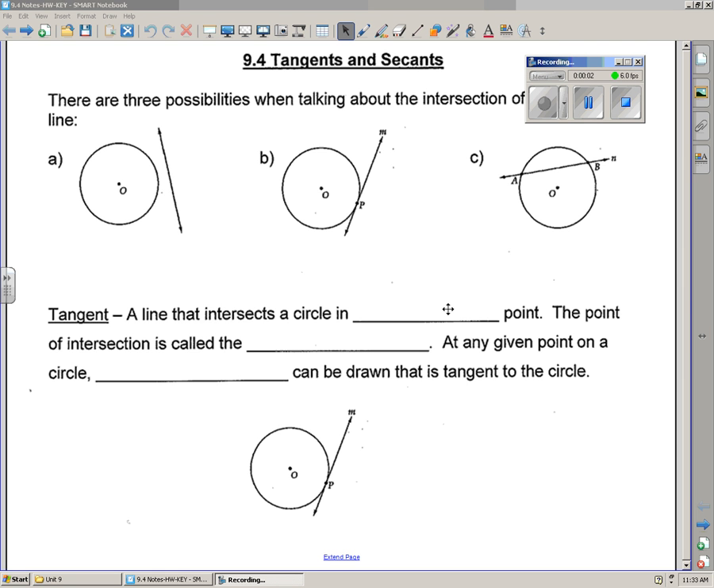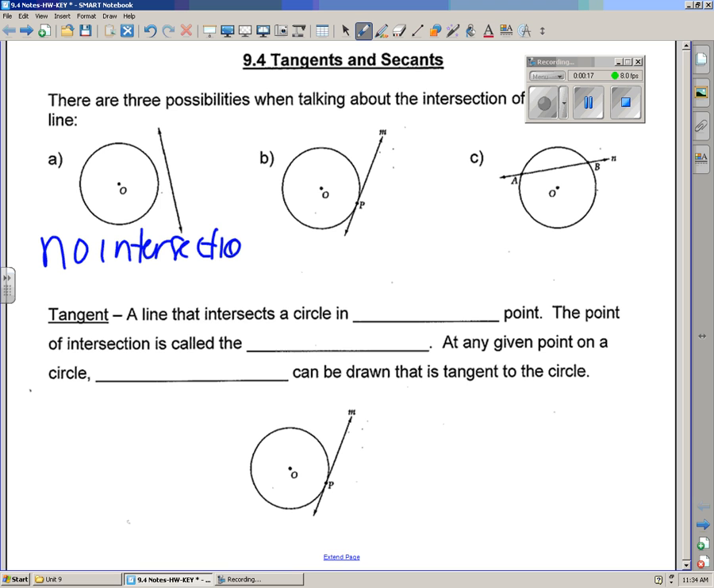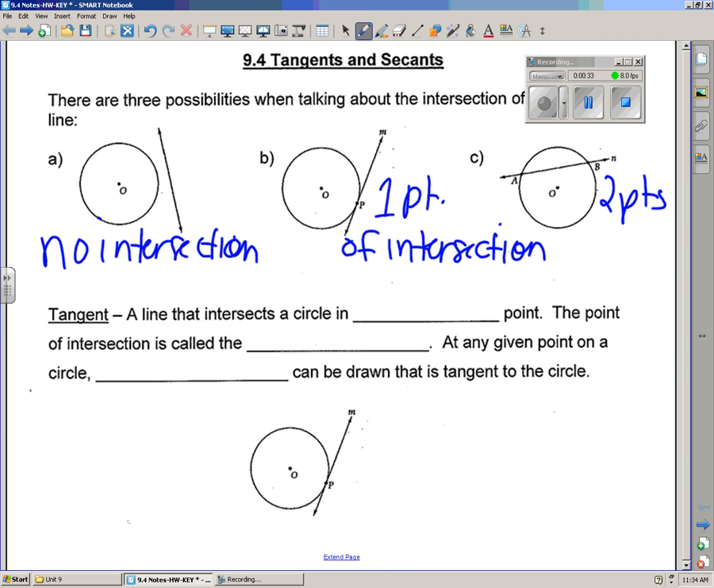Alrighty, so for today's lesson, we're going to talk about tangents and secants. There are three possibilities when talking about the intersection of a circle and a line. In A, you see that the circle and the line have no points of intersection. If you look at B, you can see that the circle and the line have 1 point of intersection. And in C, the circle and the line have 2 points of intersection.